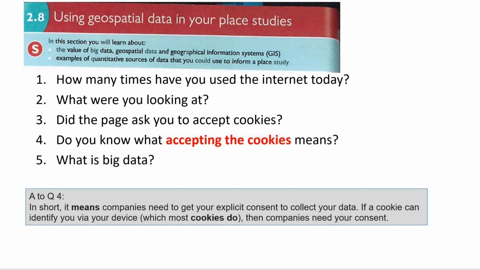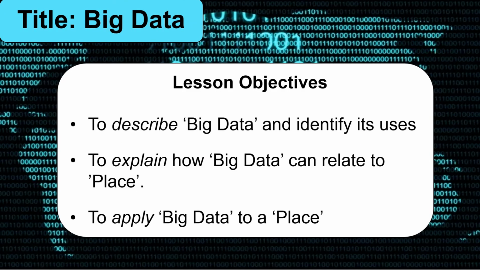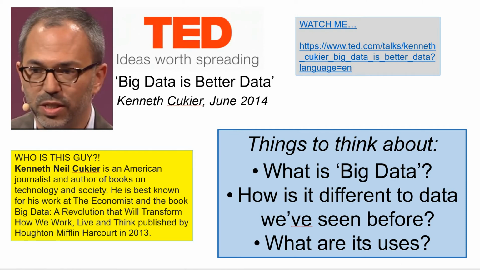So big data, I kind of alluded to this in last Teams meeting lesson. I want us to think about what we already know about big data, and our objectives are going to be looking at big data and explaining how it can be related to place and then applying it. So I want you to pause the video here and watch this short TED Talk, which is delivered by Kenneth Cukier, who is well known as a journalist within The Economist, and wrote a book on big data about the revolution that can come from the use of this big data. So watch this, and again we will discuss this TED Talk in next lesson on Teams.